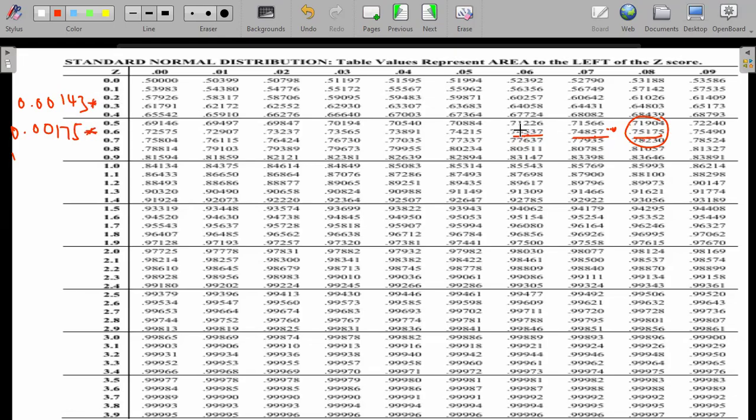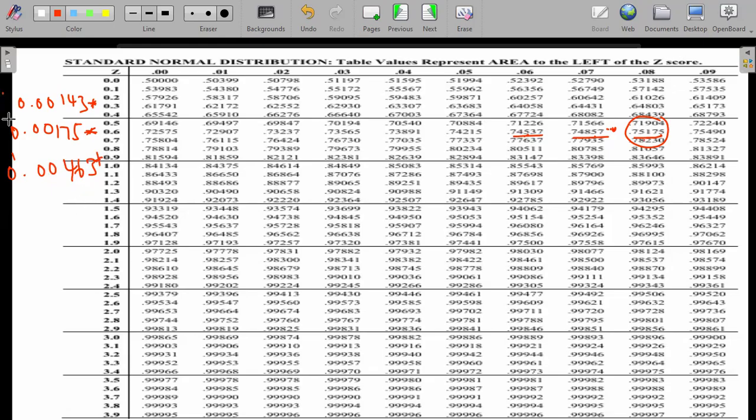What about this one? Okay, so 0.75 minus 0.74537, I'm getting 0.0043463. So between these three numbers, which one is smaller?